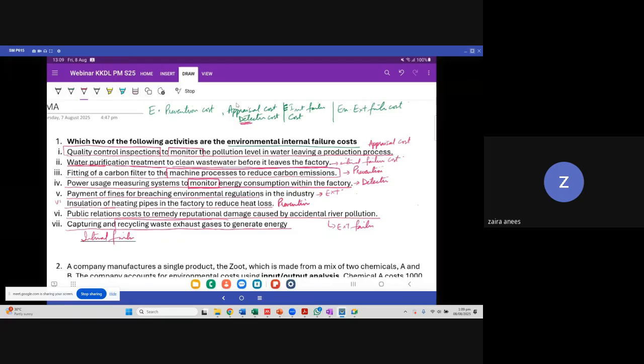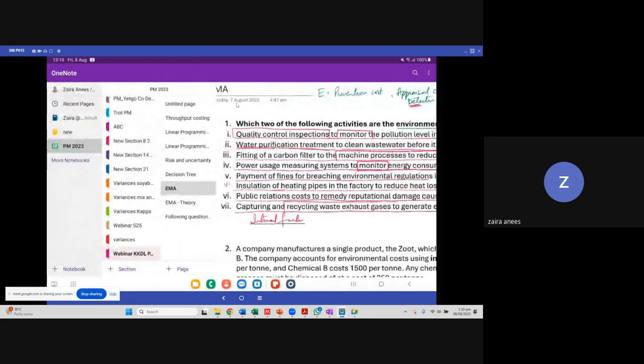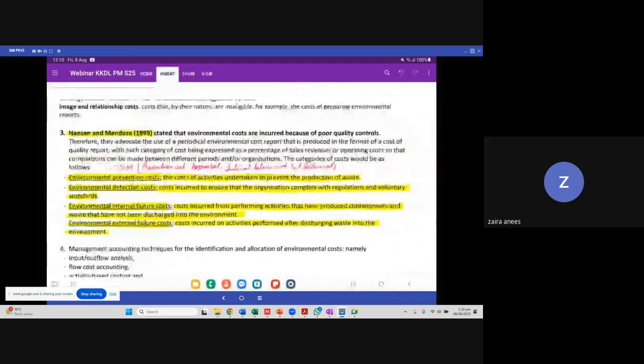Prevention cost would have occurred if there was a reduction in the wasteful gases. Now the wasteful gases have occurred, and we are trying to recycle them, so that comes under internal failure. That's basically how we can identify what is internal failure and what is external failure.